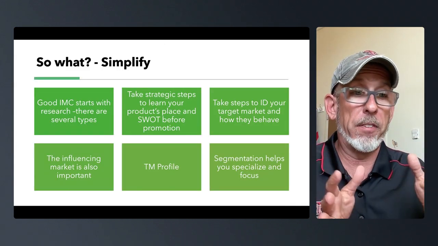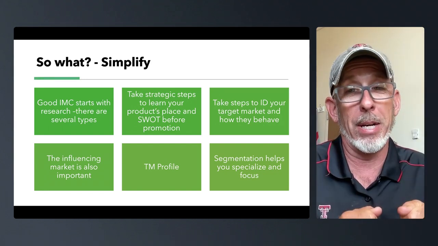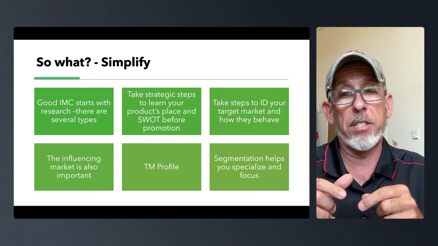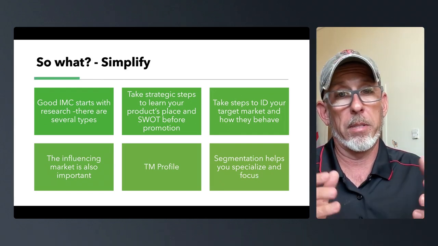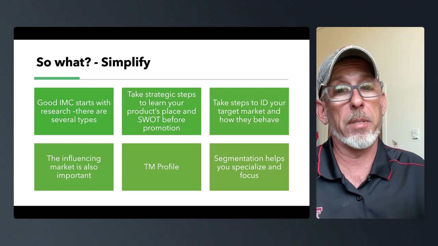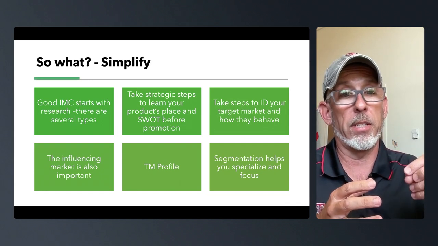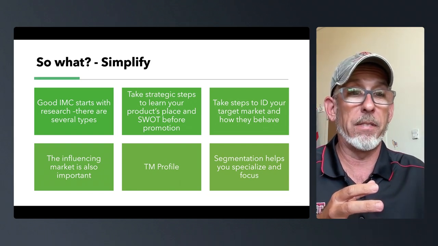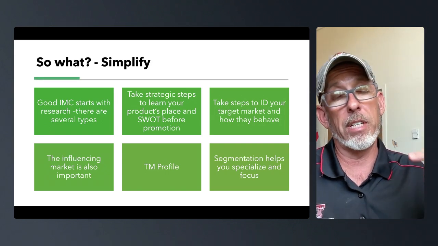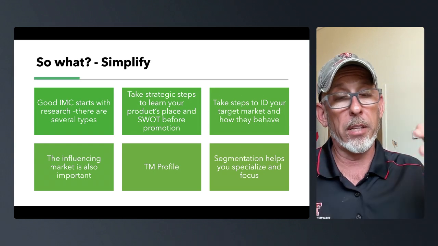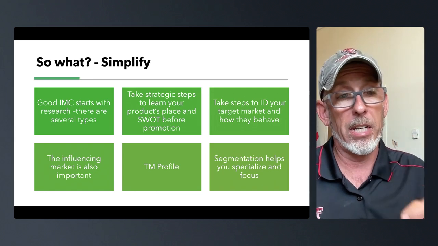Okay, so let me simplify this, and then I'm going to give you a professional example that is hot and current. I can't wait to tell you about this one. Let me simplify chapter 2. Good integrated marketing starts with research. There are several types. You can take strategic steps to learn your product's place and to learn about your audience. You need to take steps to identify your target market and how they are going to behave, and also your influencing market. You can put together a profile or a behavioristic profile, but segmenting your audience helps you focus.